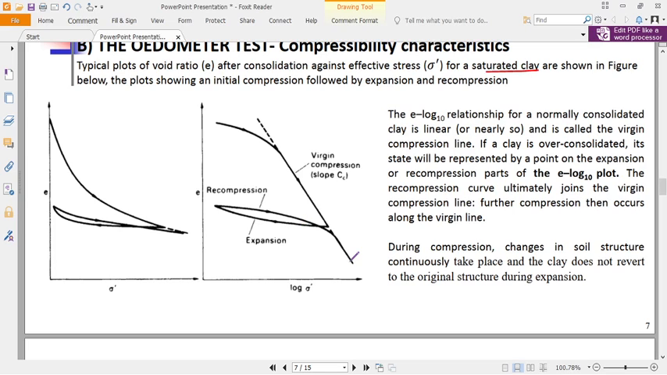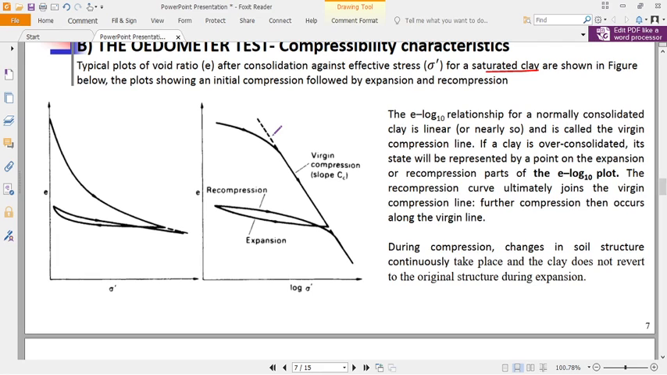Okay, so the void ratio against log 10 of effective stress relationship for a normally consolidated clay is linear. You can see when it's normally consolidated, it will give you a linear part. Is that okay? It will be a linear part for normally consolidated soil.